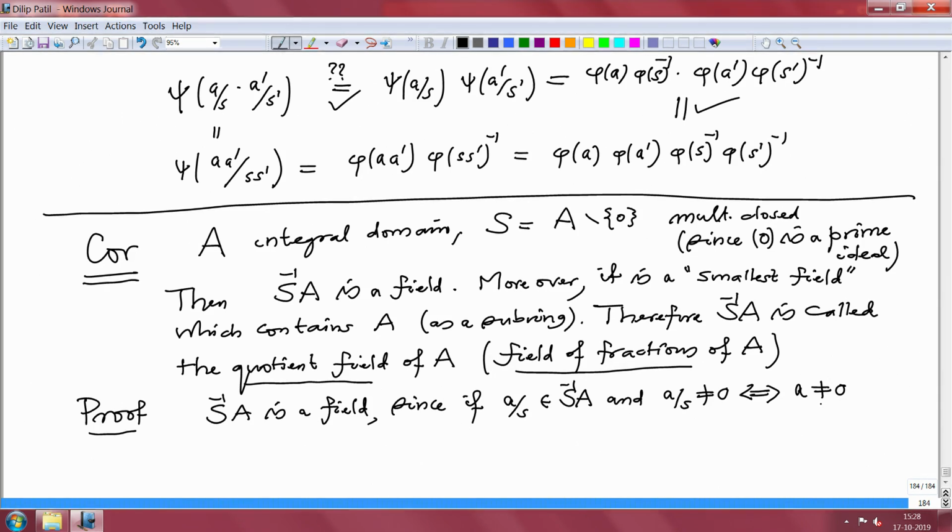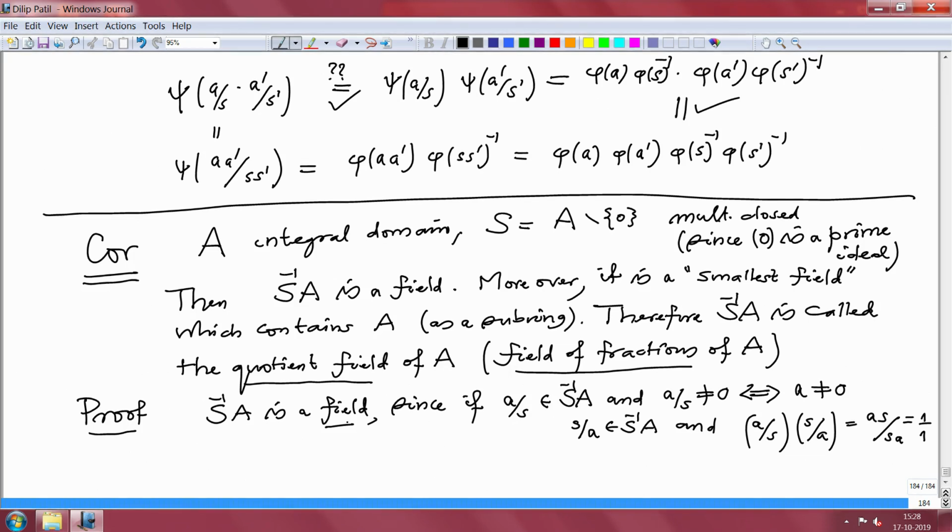So a is non-zero, but then the inverse of a by s, s by a, makes sense, because the allowed denominator is an arbitrary element in S. So this is also in S inverse A, and a by s times s by a is as by sa, which you can cancel. This is 1 by 1. You can always do that. So therefore, it is a field, we have checked.